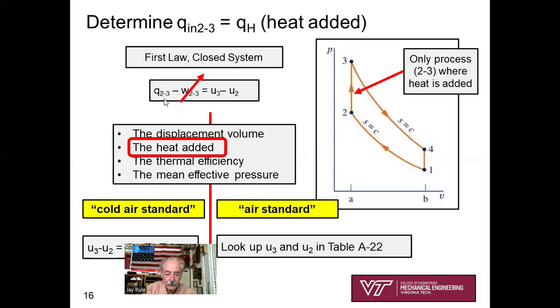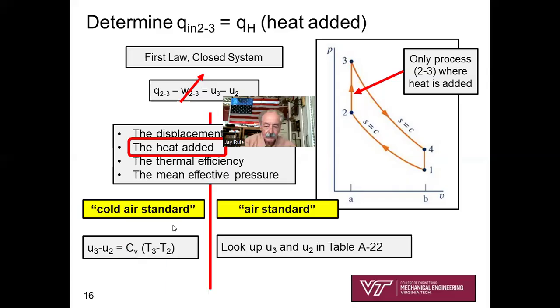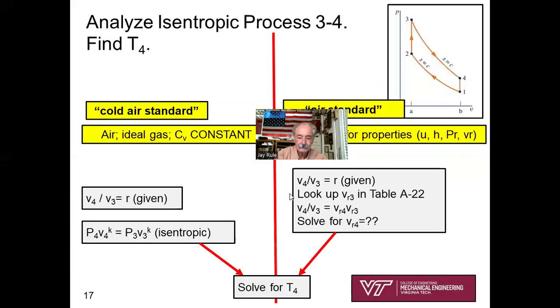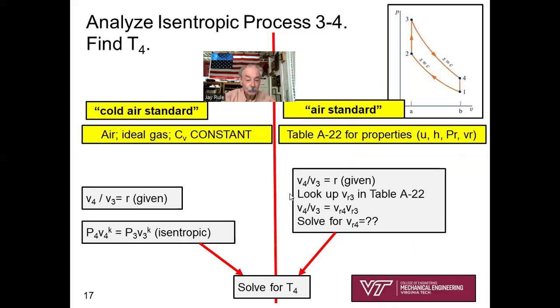We're looking for the heat. For air standard, we have T3, and we solved for T2. So we can look up U3 and U2 and immediately solve for the heat added. QH, Q from 2 to 3, is U3 minus U2. We will have looked up U3 and U2 in Table A22. We're well on our way.